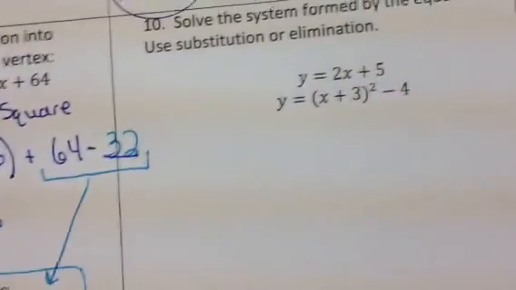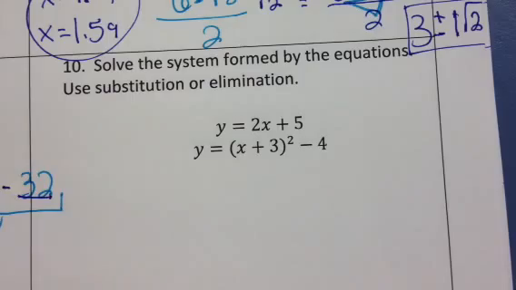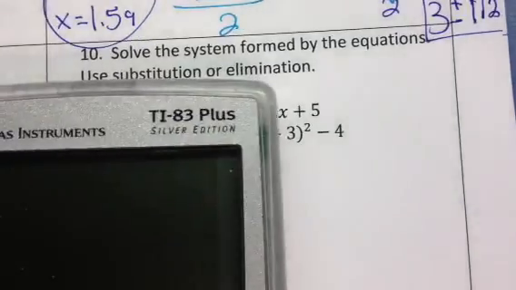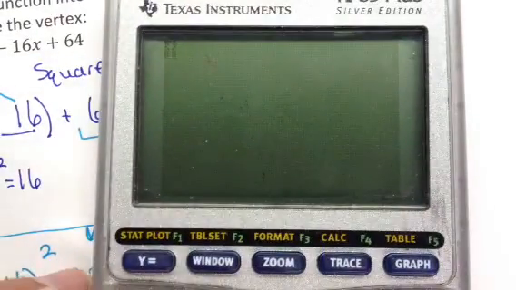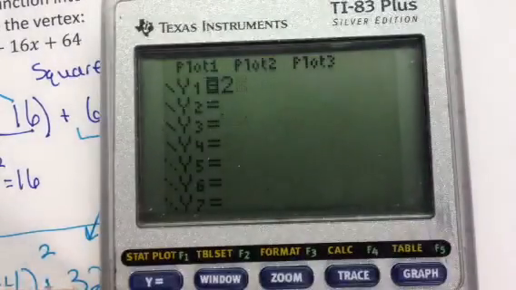All right, number 10, substitution or elimination method for the system. So again, what you can do is when you're done, or you can do it now, you could go to the y equals button. You can put in those equations, maybe just to see what your answer is going to be first.